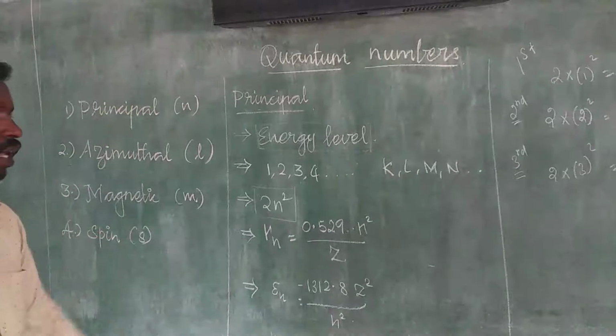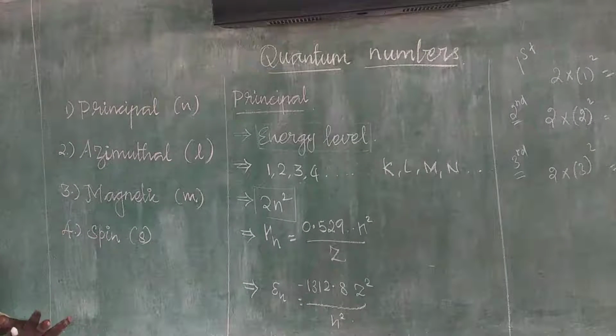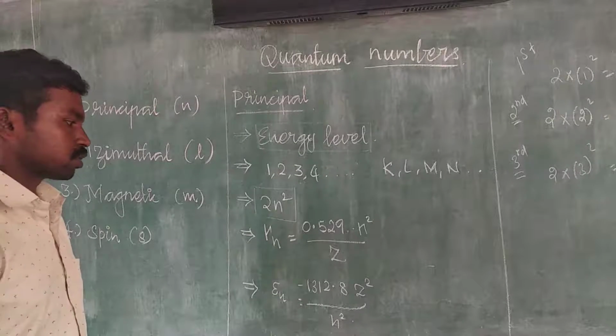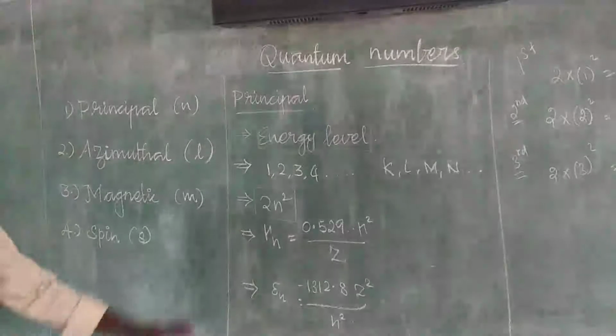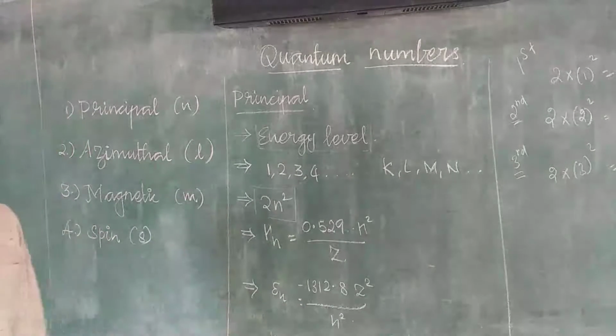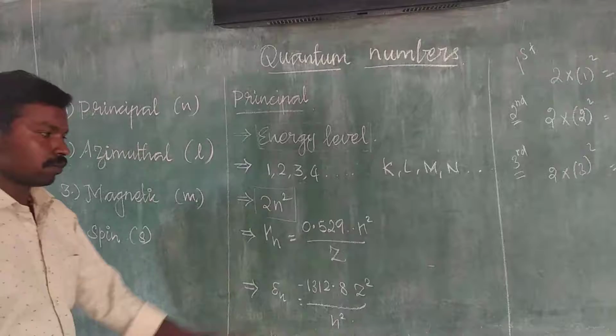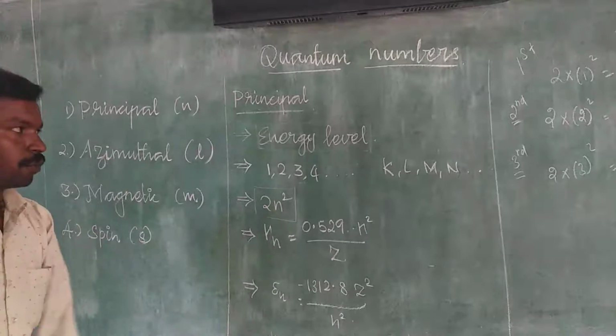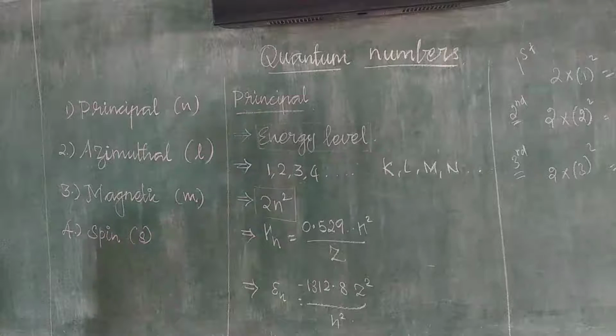This is very important. The electrons in an orbit can be found using the formula 2n square. And from this n value, we can find out the radius and the energy. These were already explained in Niels Bohr's atomic model. Here also n is there. So this is the information about the principal quantum number.